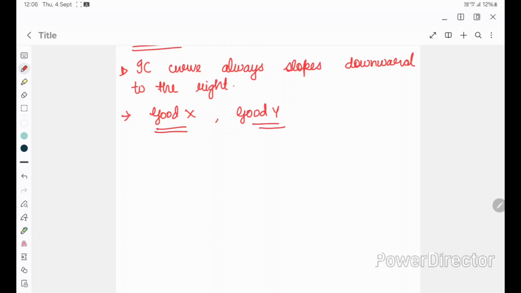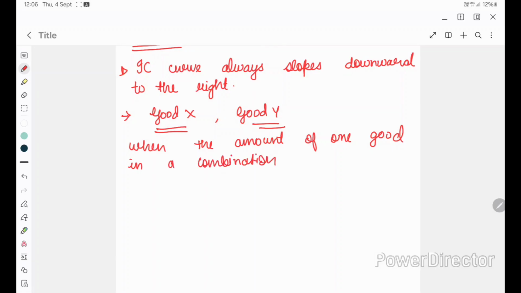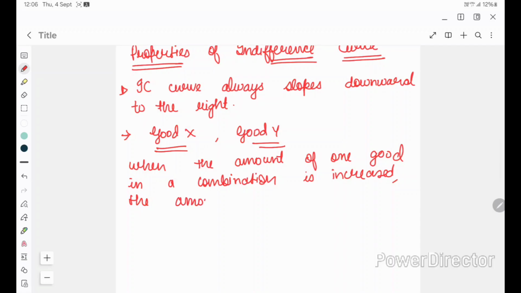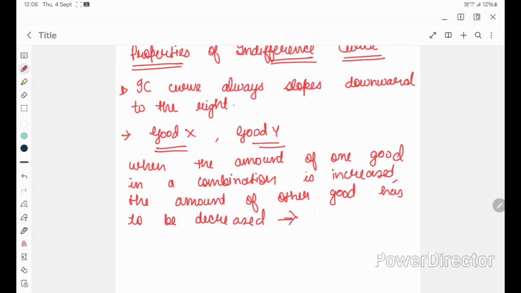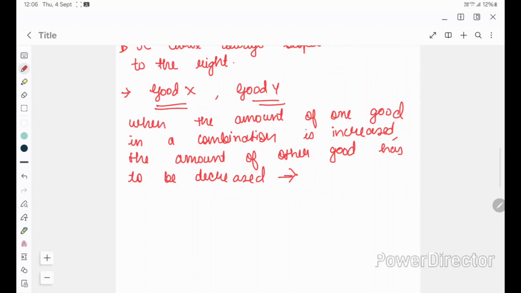In simple terms, when the amount of one good in a combination is increased, the amount of the other good has to be decreased. Now, why is it important? It is important to obtain the same level of satisfaction.